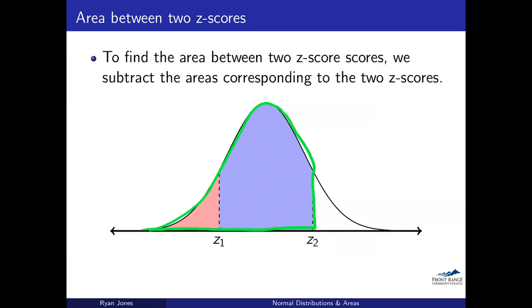So I've got that area right there, and that's given by the Z table and Z2. And then I can just take the pink area, that pinkish orange area, and subtract that off. And then we just get the purple. So what we're going to do is take the Z-table value for Z2 and subtract off the table value for Z1. You'll notice here that I'm always doing the larger Z-score minus the smaller Z-score, or at least the areas that they correspond to. So let's do an example here.